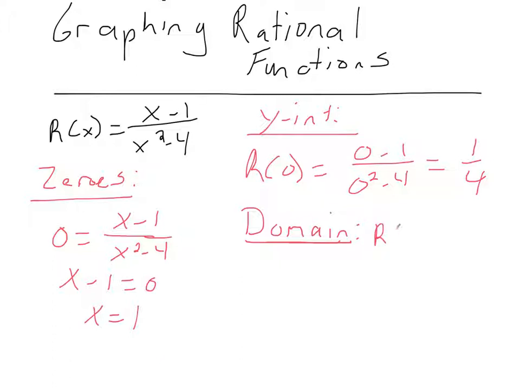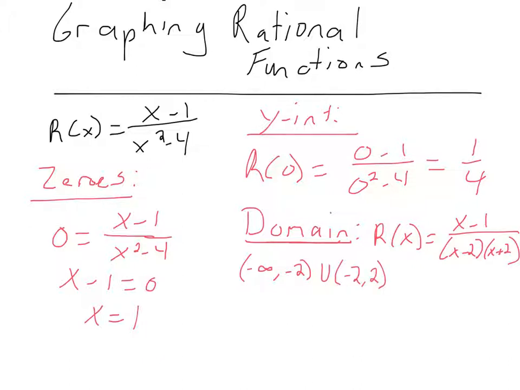So we have the function r of x, which equals x minus 1 over, and if I factor this, it's x minus 2 times x plus 2. And so that means that x cannot equal 2 or negative 2. So our domain is going to include everything except for 2 and negative 2. In interval notation, it'd be negative infinity to negative 2, union negative 2 to positive 2, union 2 to infinity. In other words, everything except for 2 and negative 2.